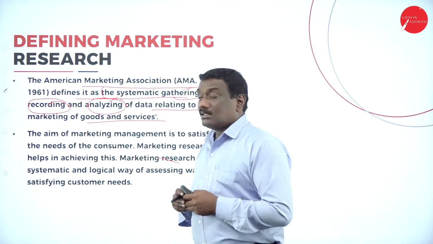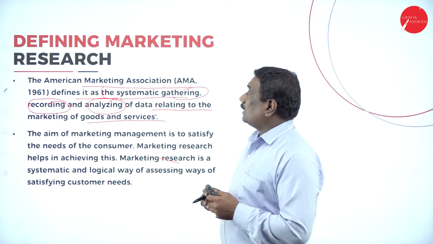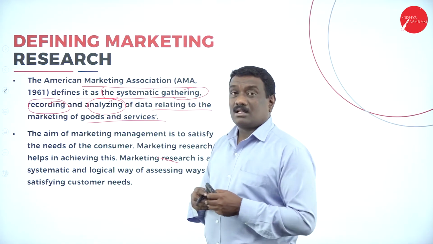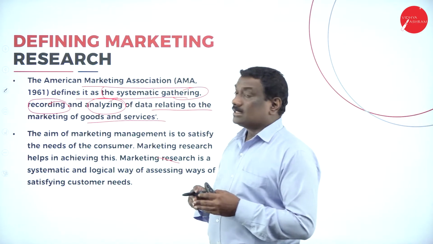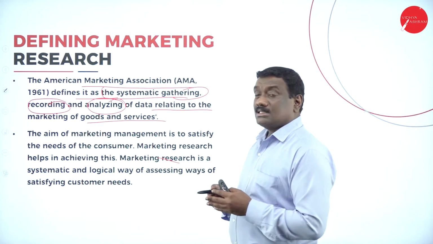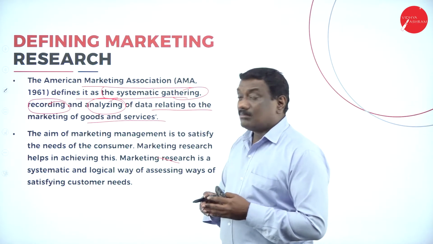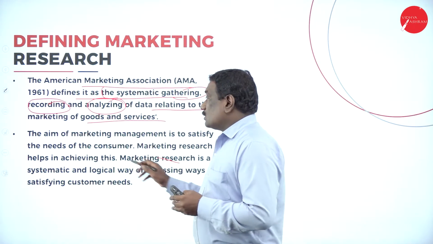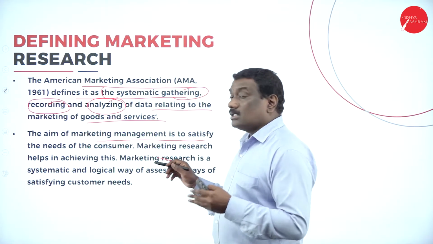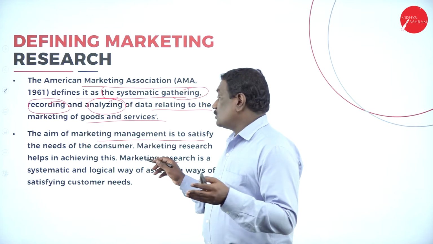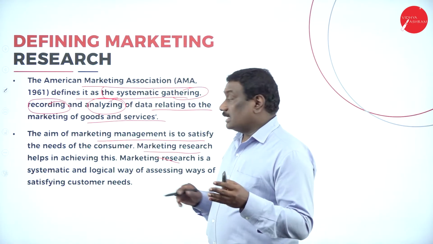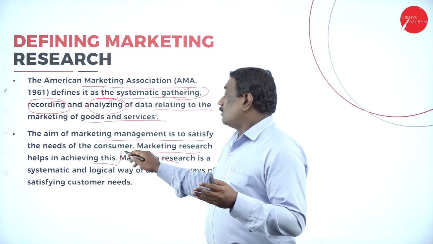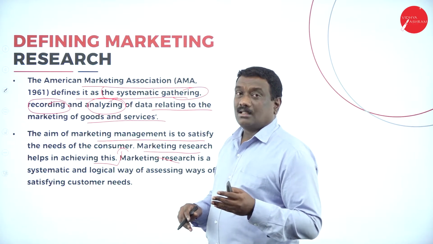Again, I'll repeat. It defined marketing research in the year 1961 as the systematic gathering, recording as well as analyzing of data related to the marketing of goods and services. So the main aim of marketing management is what? It has to satisfy the needs and wants of the consumers, right? So marketing research helps in achieving this objective of marketing.